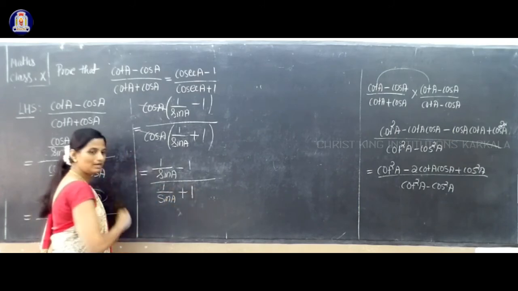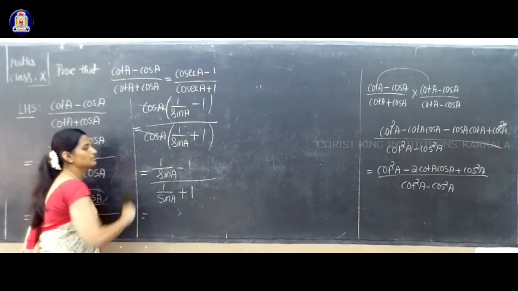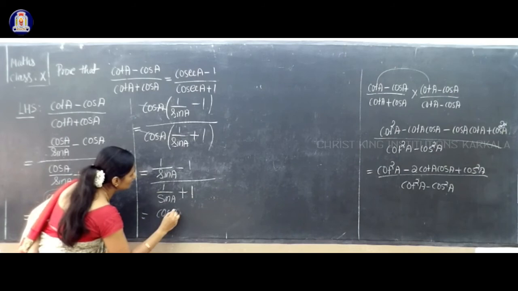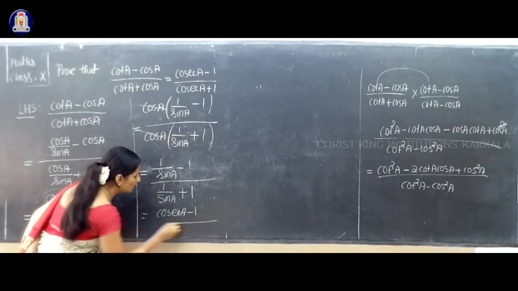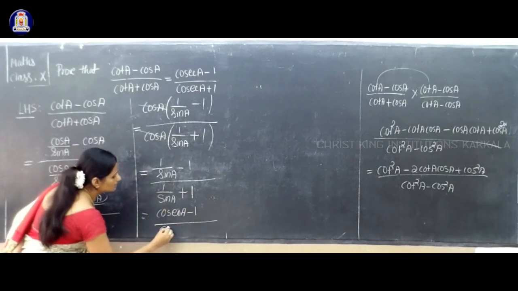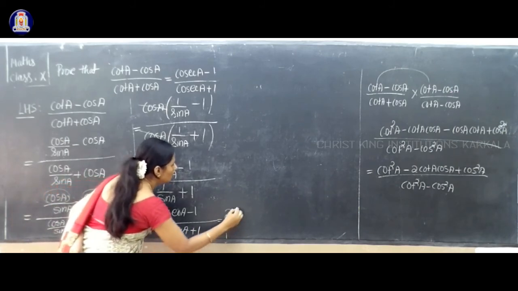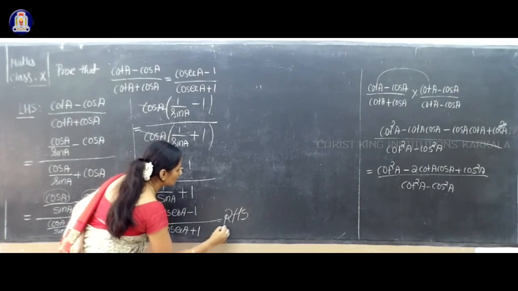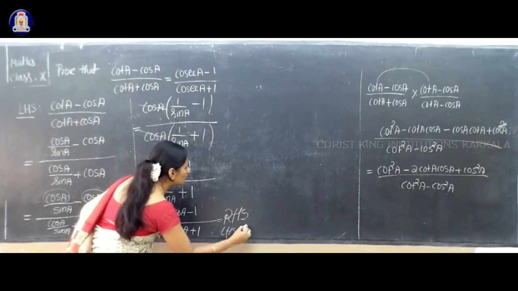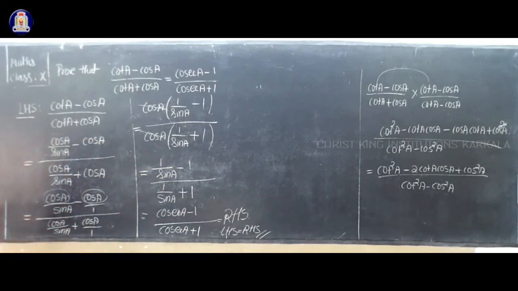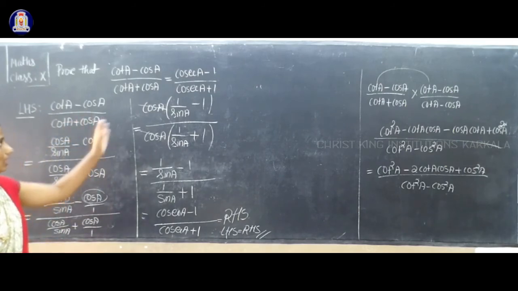Right? So now what is 1 divided by sin A? Here is your formula. 1 divided by sin A is cosecant A, so cosecant A minus 1, divided by, 1 divided by sin A is what? Cosecant A plus 1. So easily you got the RHS side. Therefore LHS side is equal to RHS side. That is cot A minus cos A divided by cot A plus cos A equal to that.